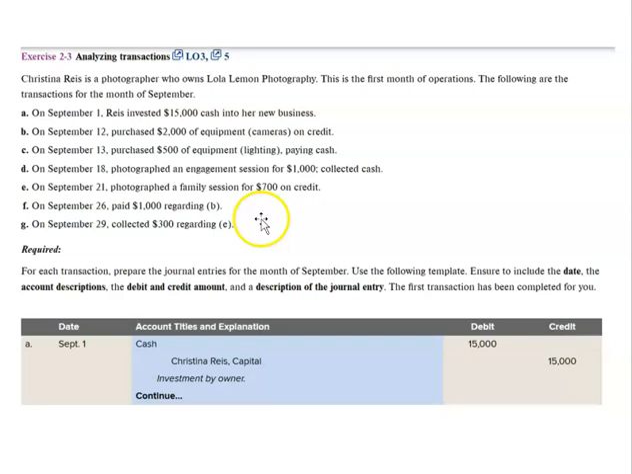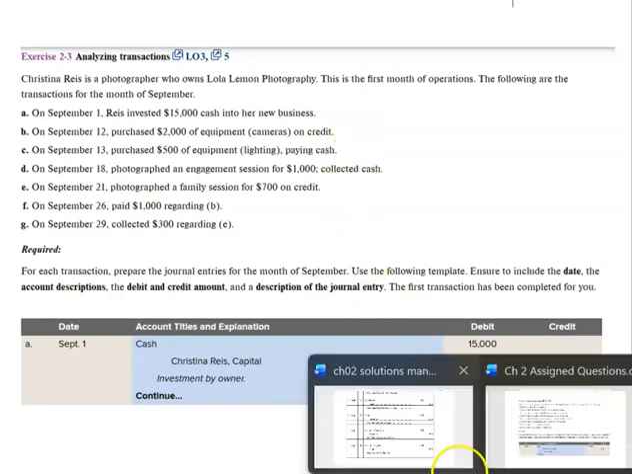Okay, so on September 26th, we paid 1,000 regarding B. So look at B, purchased equipment on credit. If we've paid them 1,000, we don't owe them 2,000 anymore. So we need to reduce the accounts payable. So let's go have a look.